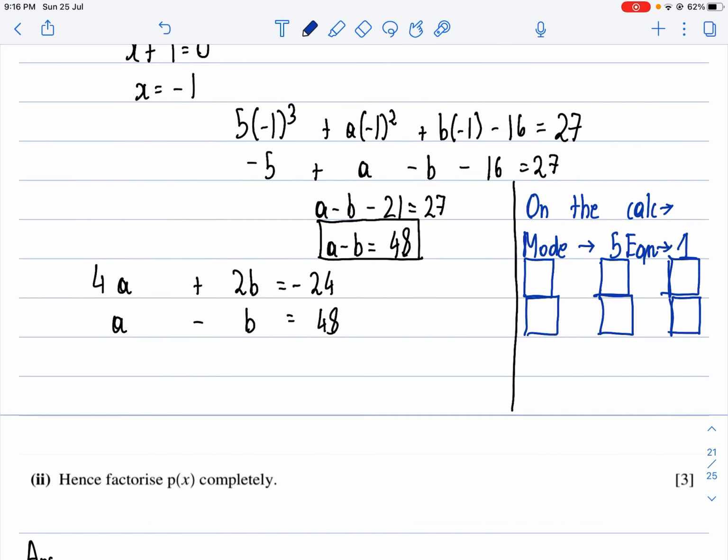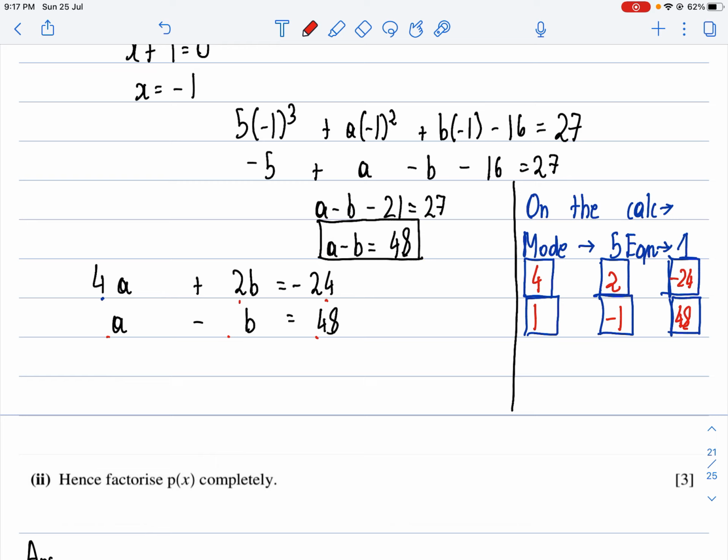So in the first coefficient box, put the coefficient of a, which is 4. So simply write 4 here. Then the coefficient of b, which is 2. Then the constant, which is minus 24. Correct? This is what you simply put. Then put the coefficient of a, which is 1. Then the coefficient of b, which is minus 1. And then you put 48, which is the constant.